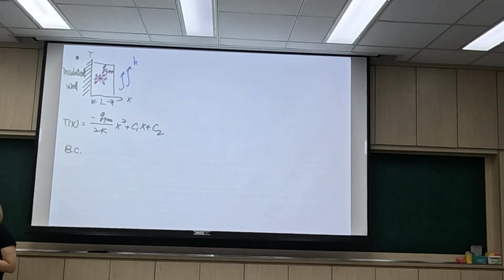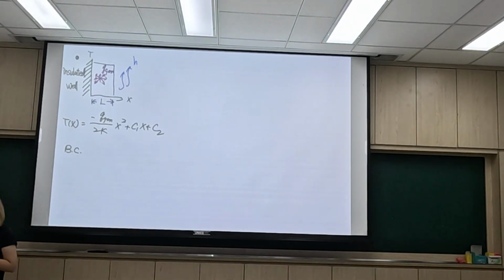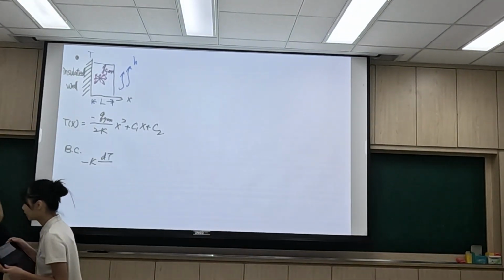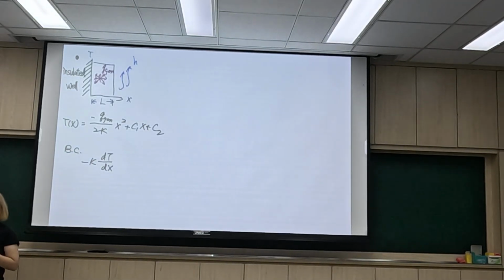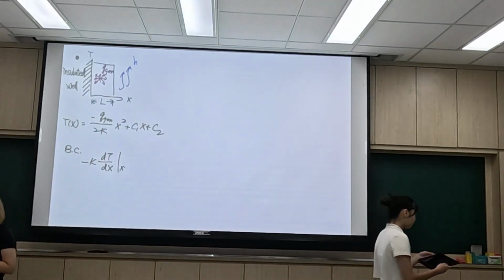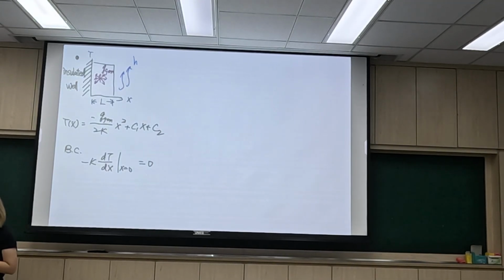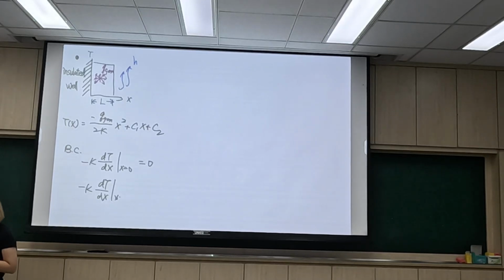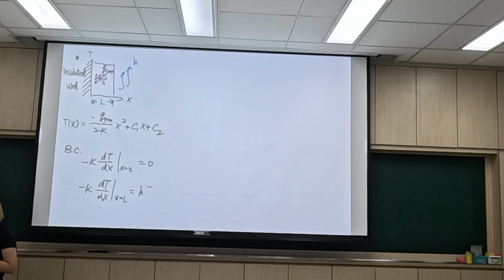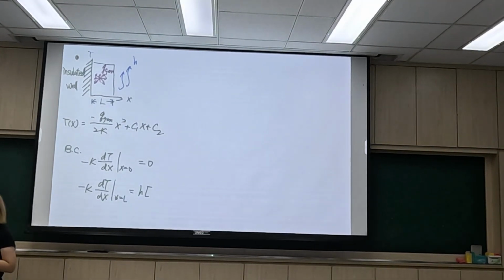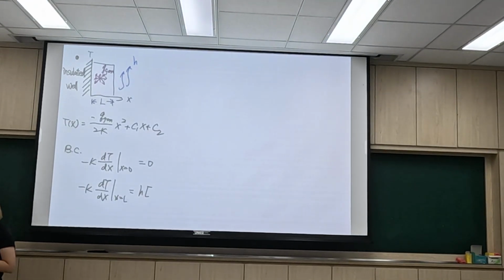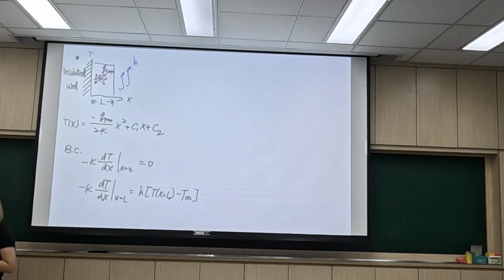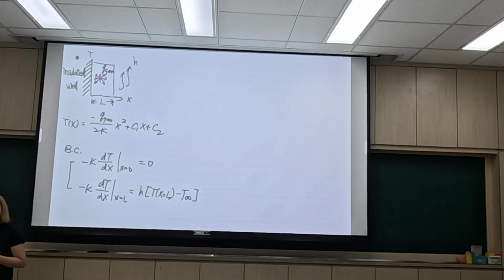Okay, so we apply the boundary conditions very quickly. On the left-hand side it will be insulated, so minus k dT/dx at x equals 0 is zero. Another boundary condition: minus k dT/dx at x equals L equals the heat I'm going to take out by convection, h times T at x equals L minus the far-away temperature. That's the boundary condition we have right now.